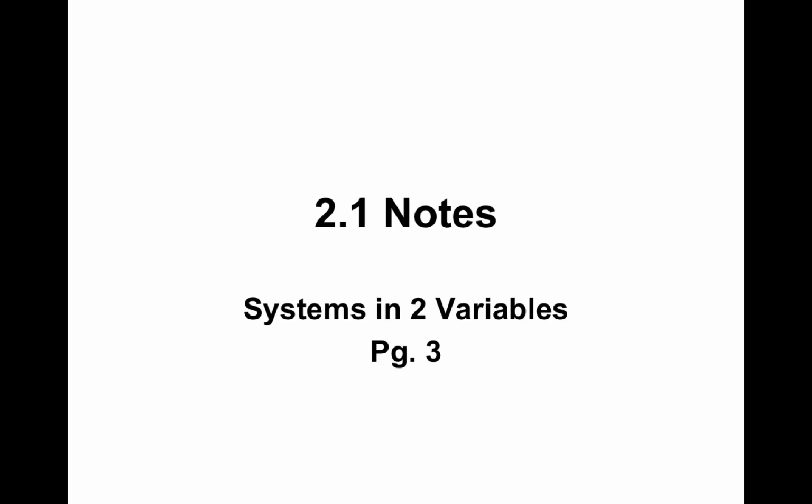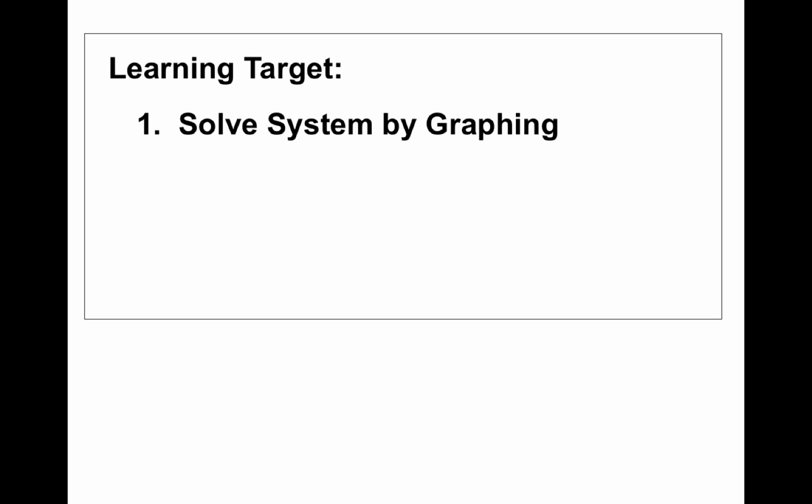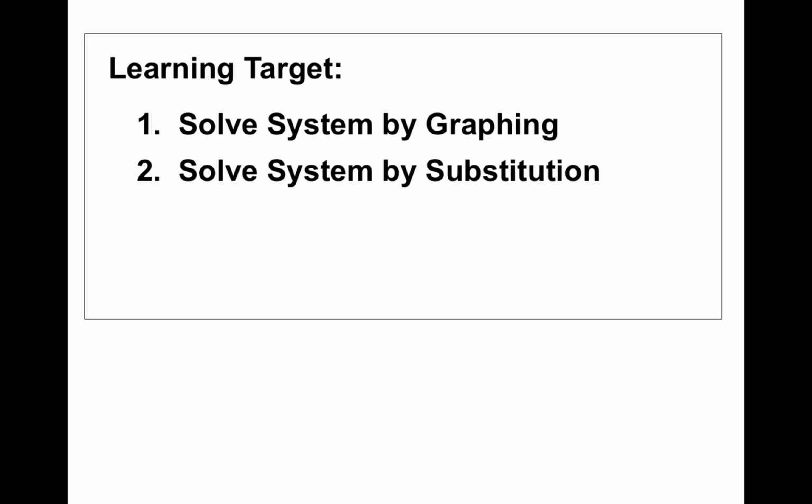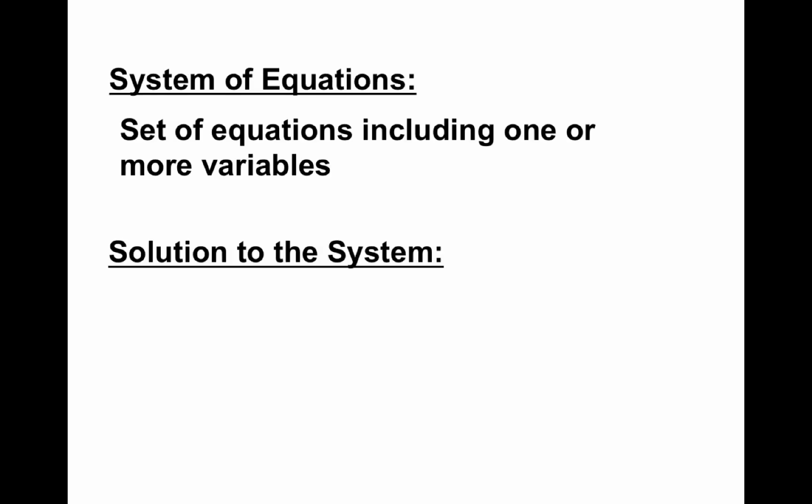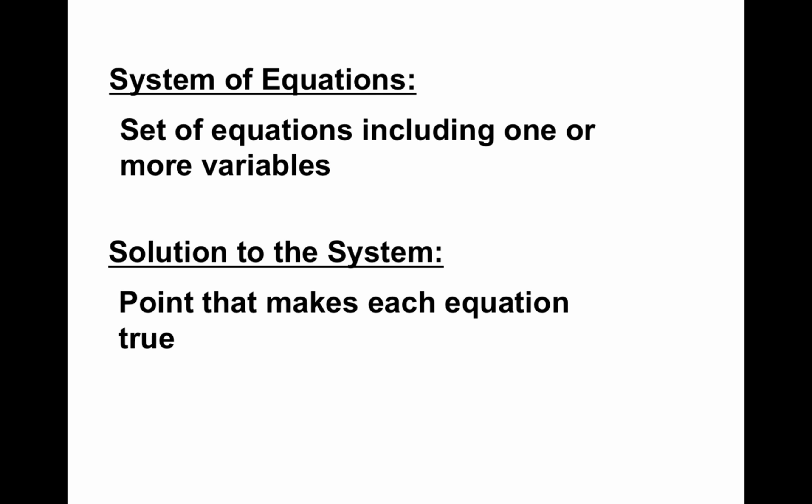So on page 3 in your notes, we are going to solve systems by graphing, by substitution, and by elimination. Systems of equations are a set of equations including one or more variables. Today they will have 2 variables. The solution to the system is the point that makes each equation true.